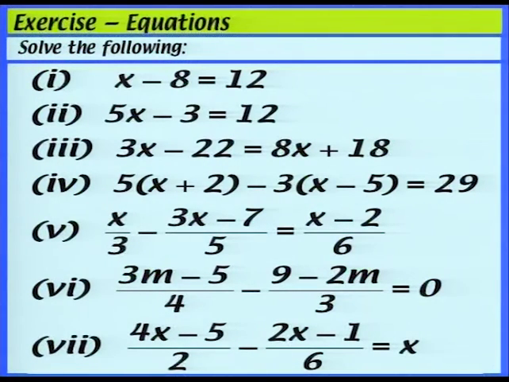All right, number one. The answer is x equals 20. Number two, x equals 3. Number three, x equals negative 8. All right, for homework, you have only 4 questions to do, number 4, 5, 6, and 7. Next week, we look at another type of equation.